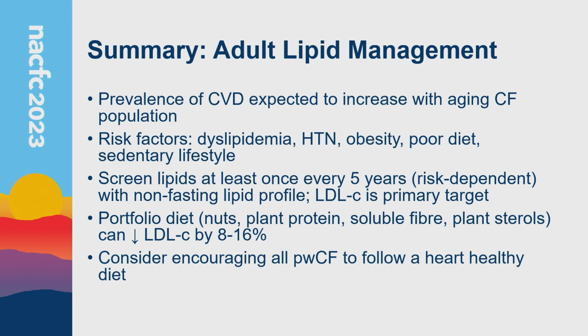So for the first portion of my talk, I just wanted to summarize some of the key points. So we expect the prevalence of cardiovascular disease to increase with an aging population, and one of the key risk factors is dyslipidemia. Lipids should be screened at least once every 5 years, but this is dependent on risk, and this should be done with a non-fasting lipid profile. And LDL cholesterol is the primary target for cardiovascular disease risk reduction. The portfolio diet, which includes nuts, plant proteins, soluble fiber, and plant sterols, can reduce LDL by 8 to 16%. And we probably should be encouraging all people with CF to follow a heart-healthy diet.